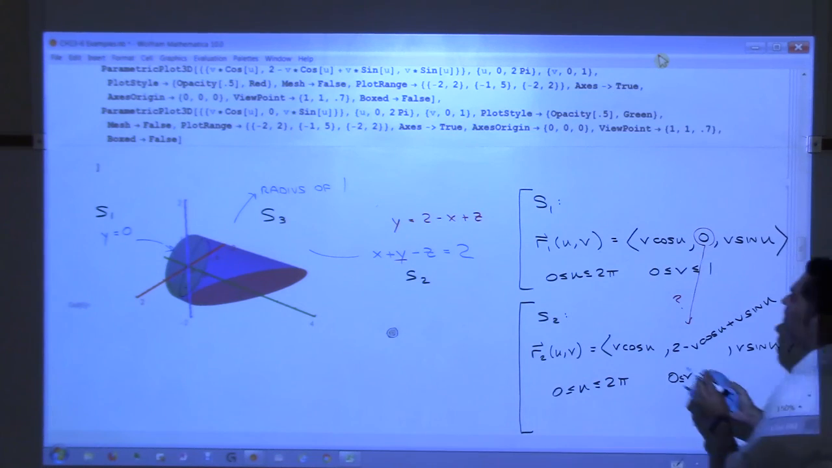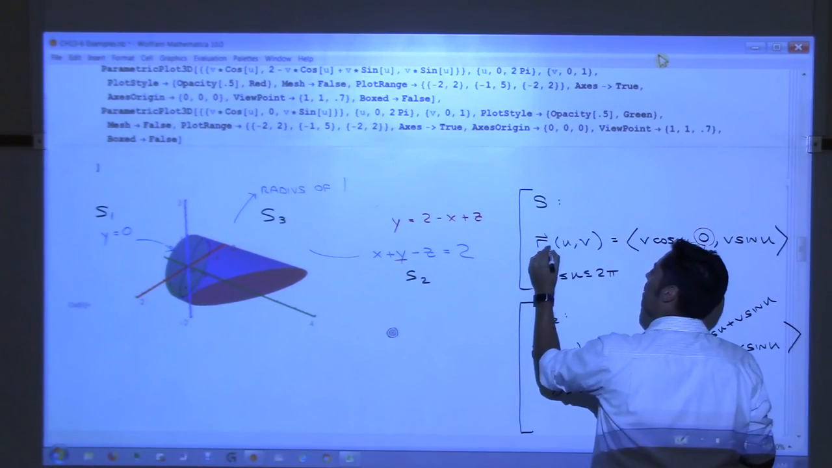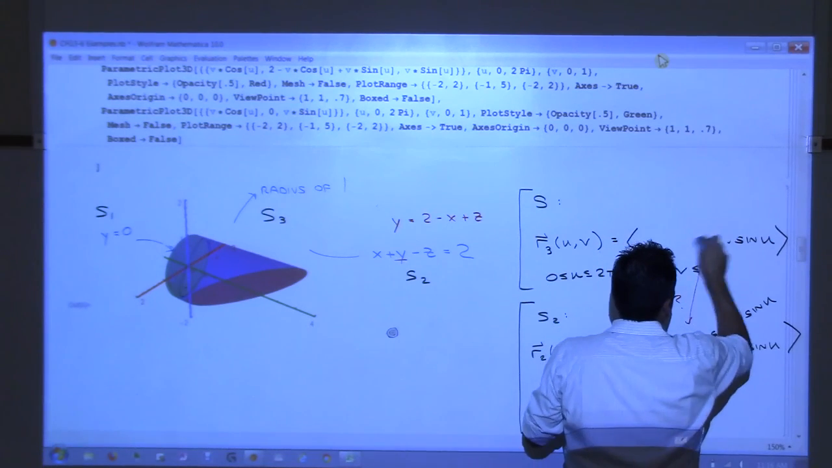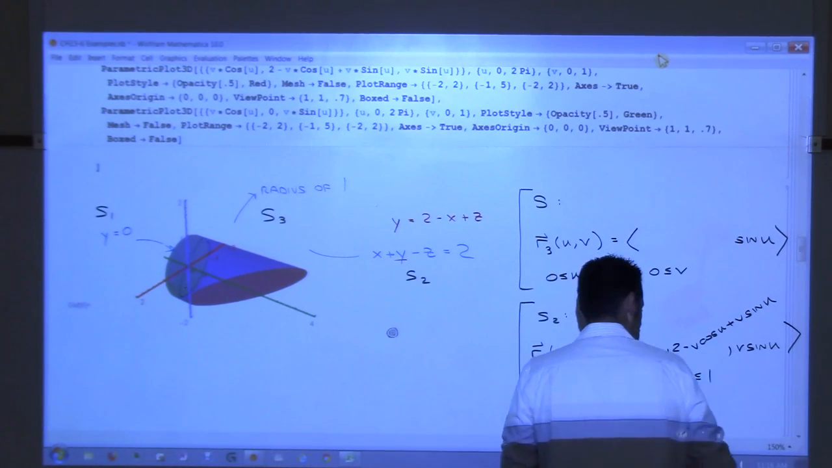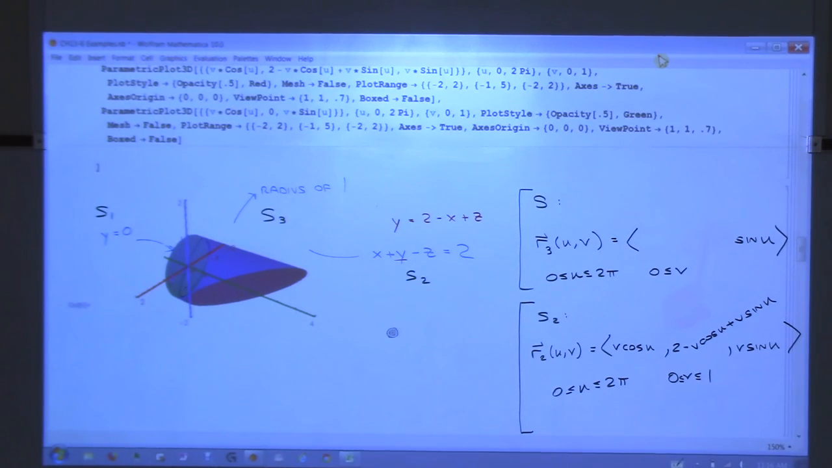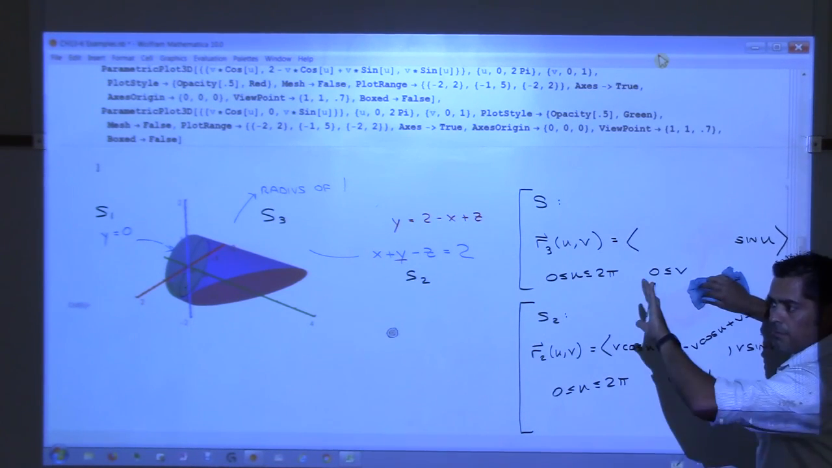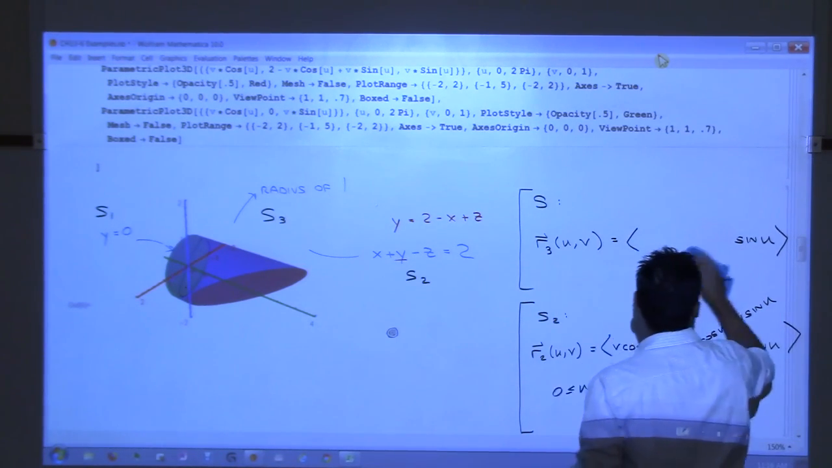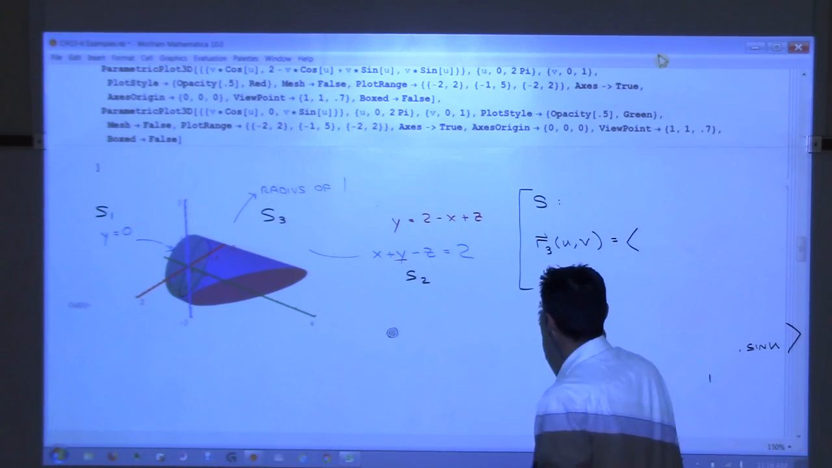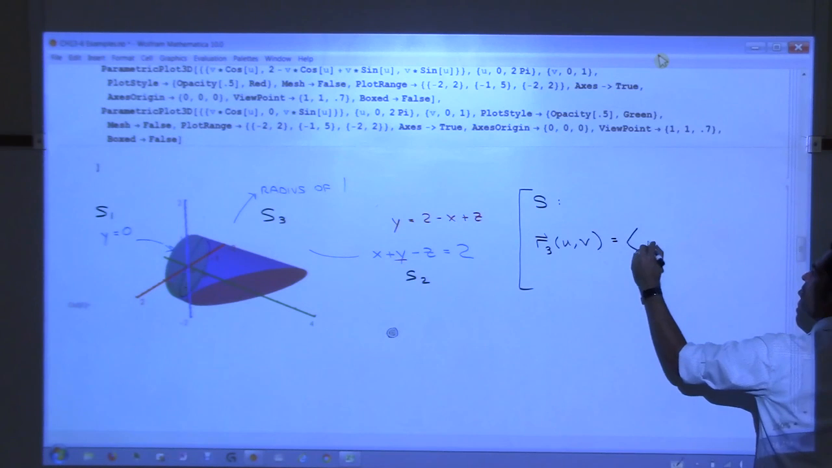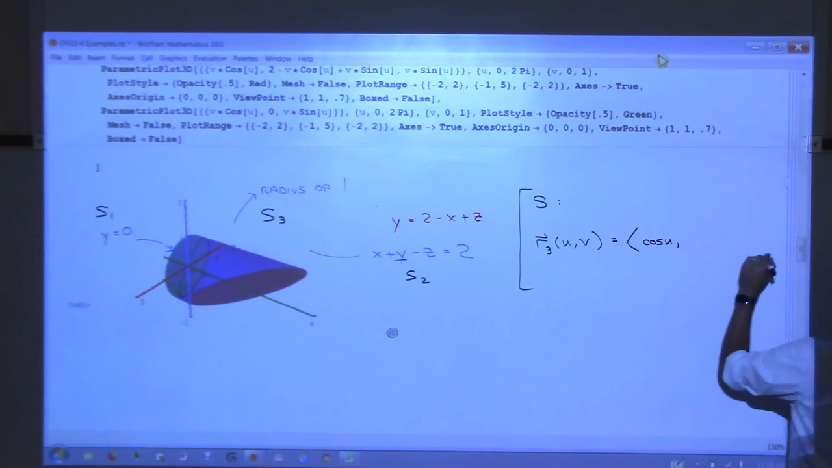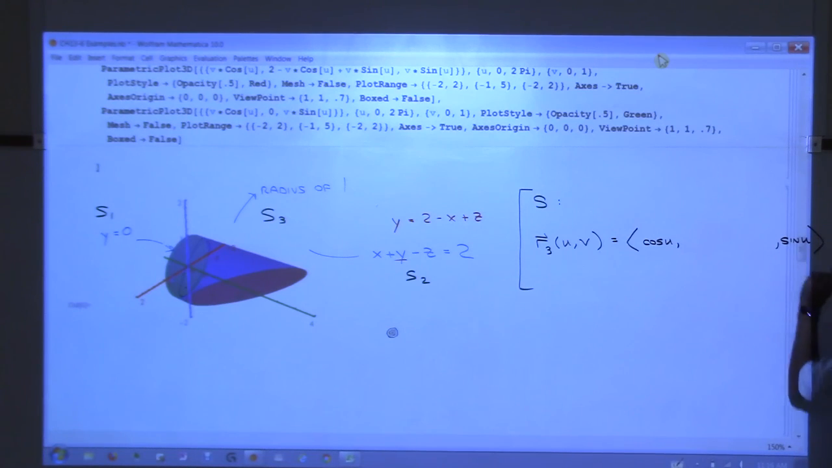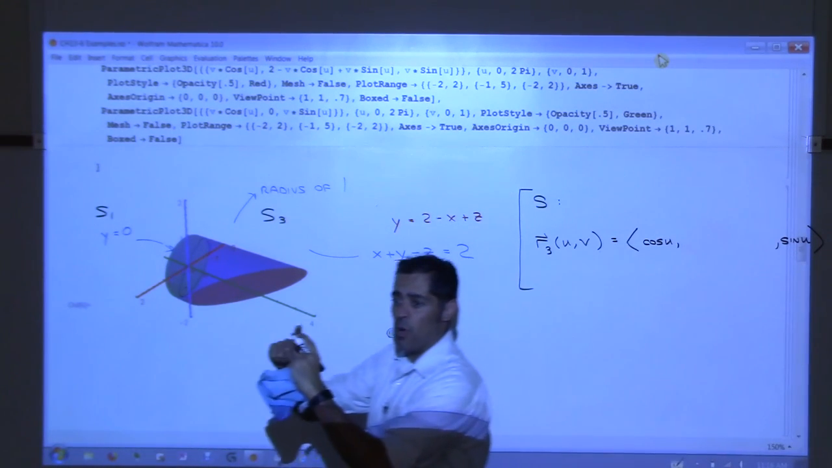Okay, so what can I say about S3? I'm drawing circles in the XZ plane, right? That would be, I guess, parallel to the XZ plane. So how could you do that? Cosine u, and then sine u. Everyone agrees that's just going to draw me circles of radius 1.